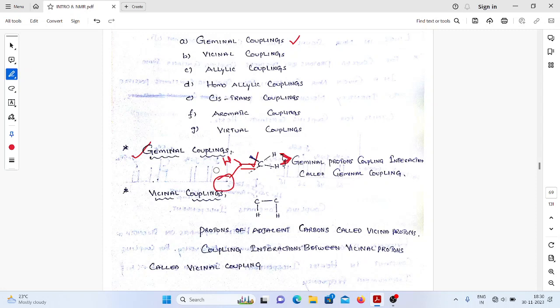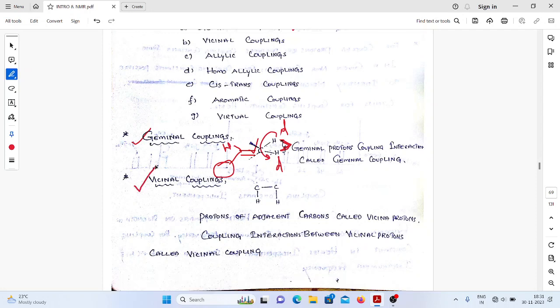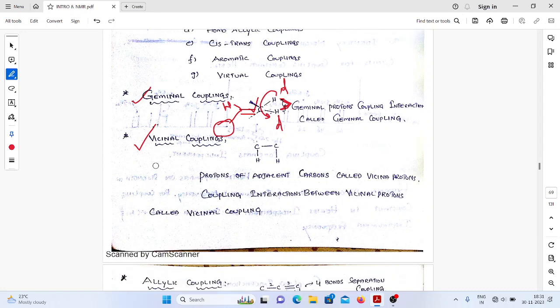In this kind of situation, what happens? These two hydrogens will become non-equivalent. Then coupling takes place between these two, and this is going to give splitting of the signal. Doublet of doublets, multiplicity by the n plus 1 rule. Okay. Vicinal couplings. Vicinal coupling means coupling between the vicinal protons.